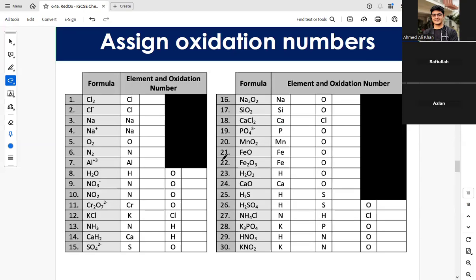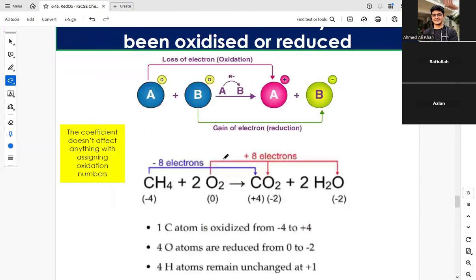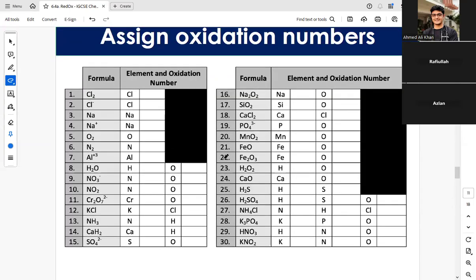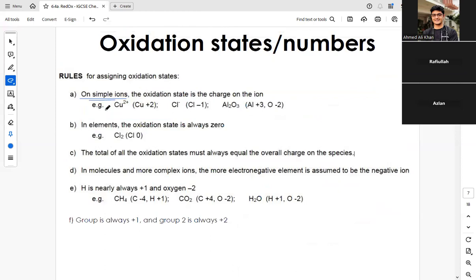अच्छा, अब let's go over those simple rules which we use to assign the oxidation states to different elements. ठीक है, so there are a set of 5 rules. The first rule says that on simple ions, the oxidation state is the charge on the ion. Okay. So, for example, let's take copper. Okay, copper 2 plus. Okay.